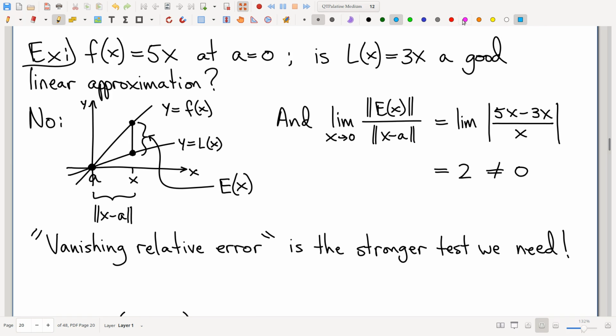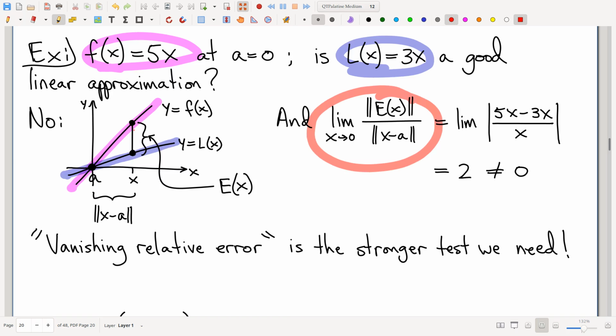So here we are, back to our same original example. There's a function and its graph that we want to approximate. Here is our hilariously bad candidate linear approximation that we would like to eliminate. And let's look at relative error, keeping in mind that the formula for relative error is not just the error. It's not just that vertical distance. It's that divided by x minus a. Right? It's this divided by that.